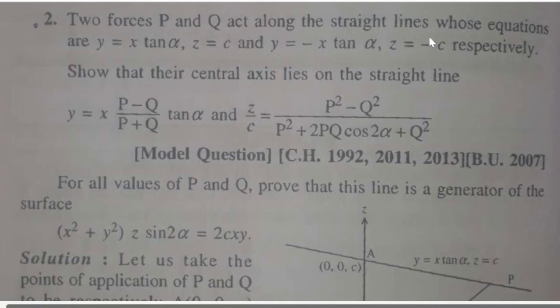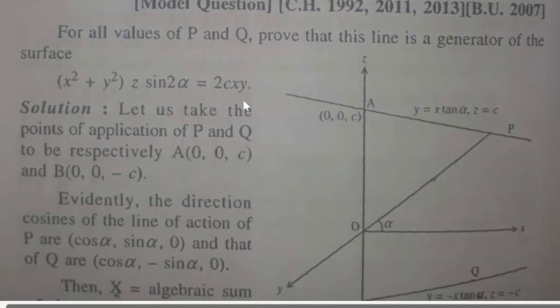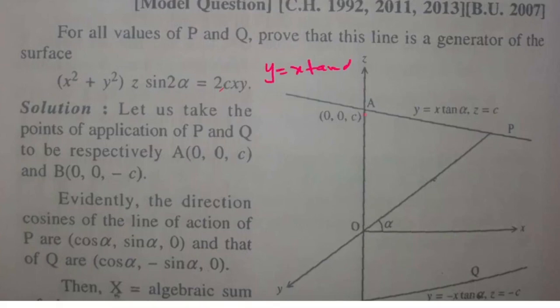The two forces P and Q act along the straight lines. These are the straight lines which are given. Show that the central axis lies on this straight line. Again the same thing, you need to draw the figure as per this. So these are the points. One thing you see here, if this is the line y equals x tan alpha, z equals c, then what you can say about y equals x tan alpha? That means y equals x sin alpha by cos alpha.